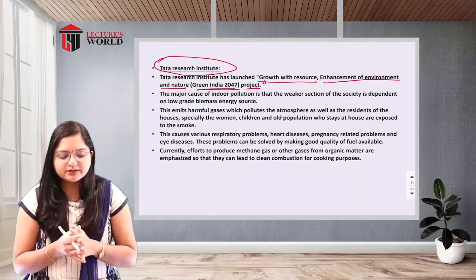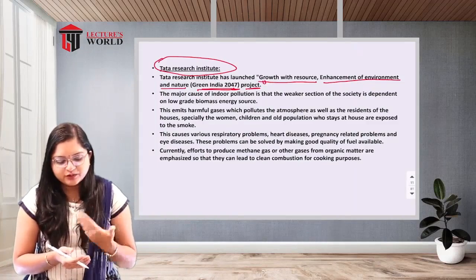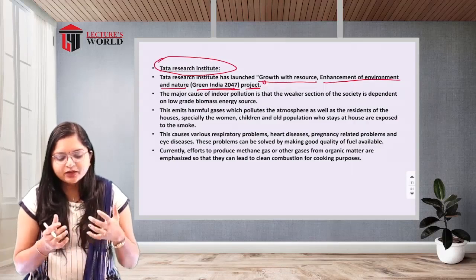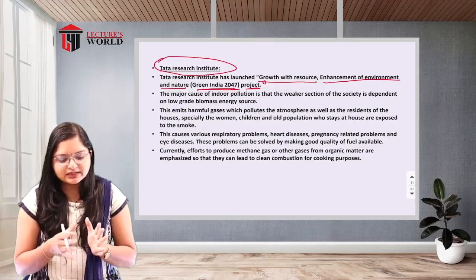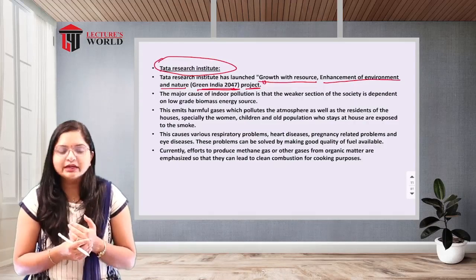These problems can be solved by making good quality fuel available. Currently, efforts to produce methane gas or other gases from organic matter are emphasized so that they can lead to clean combustion for cooking purposes.